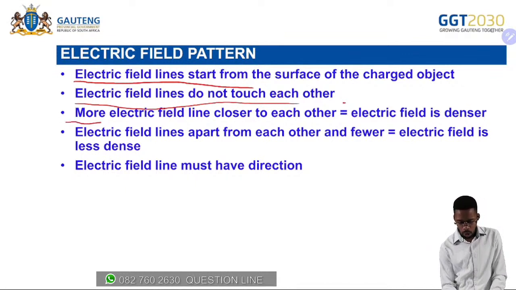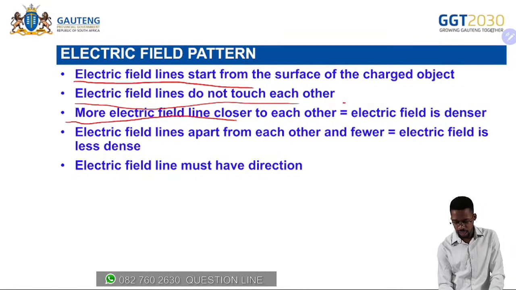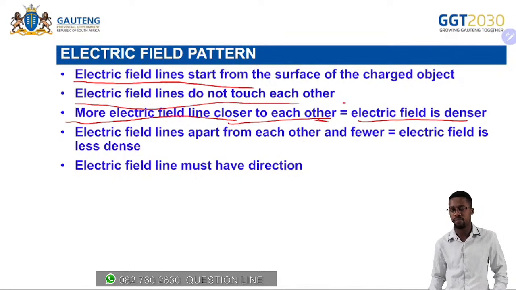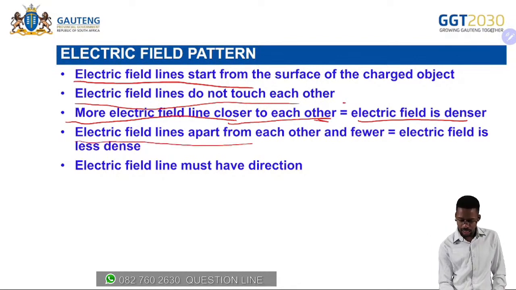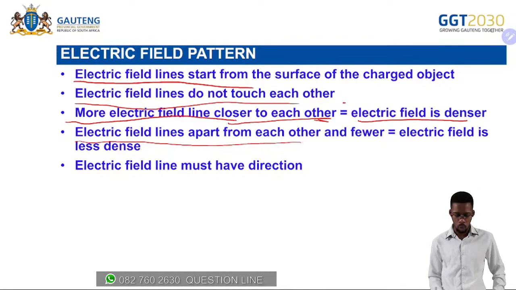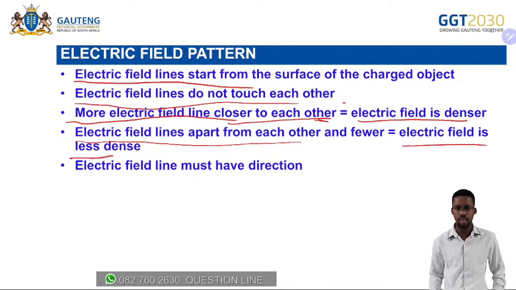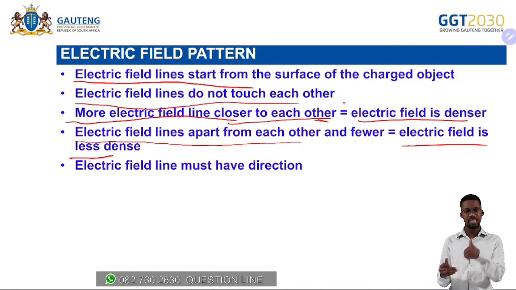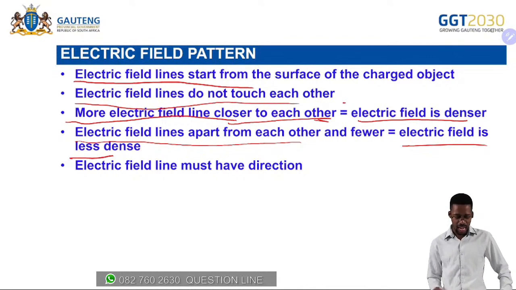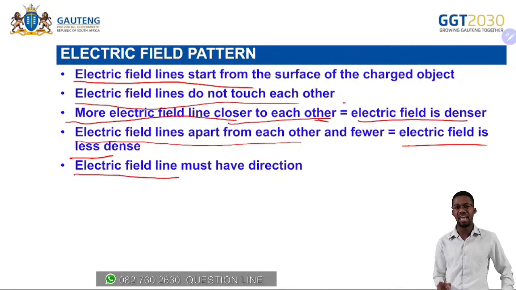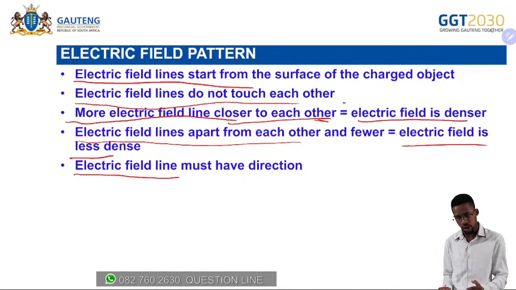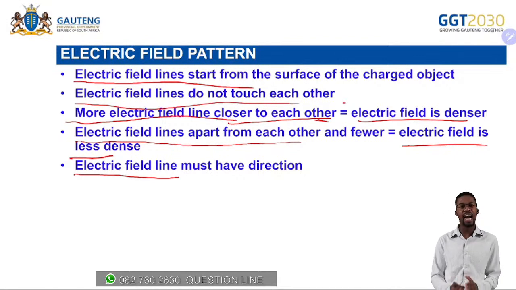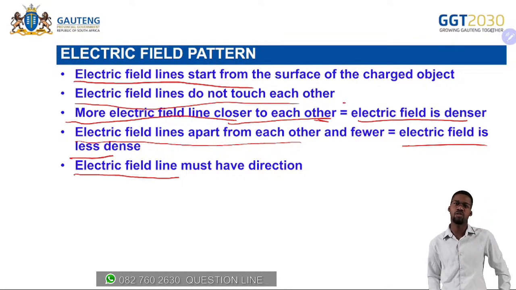When we have more electric field lines, especially if they are closer to each other, it means that your electric field is stronger, it's denser. And if you have electric field lines that are apart from each other and fewer, it means that your electric field strength is weaker, it's less dense. Electric field lines must also have direction. These are arrows that start from the charged sphere. This is the guideline for drawing electric field lines on a charged sphere.